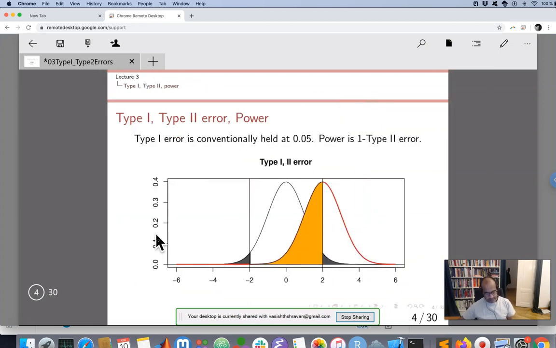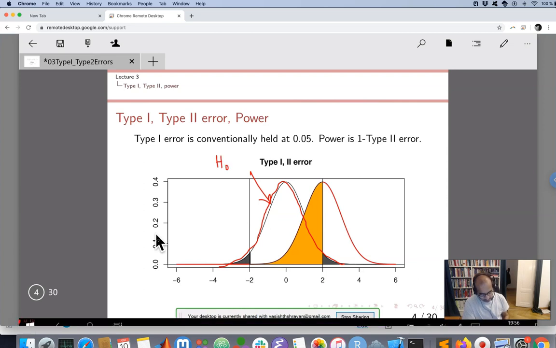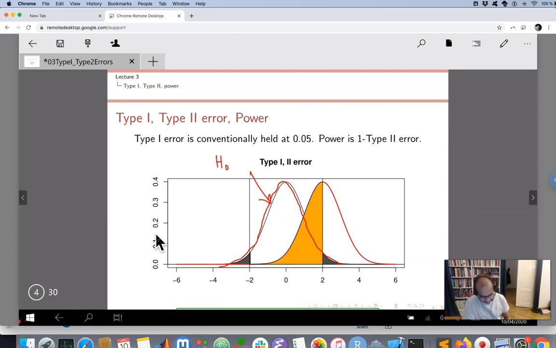What happens is that when we set up our null hypothesis in the statistical test, we are effectively setting up a null hypothesis distribution, and that distribution is this distribution here that I've just overwritten with this red color here. So that's my null hypothesis. So the null hypothesis distribution, right? And it's centered on 0.